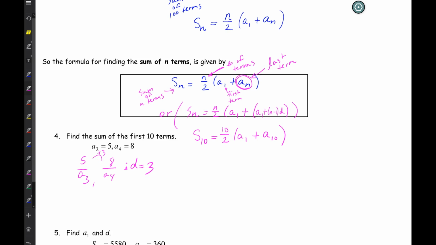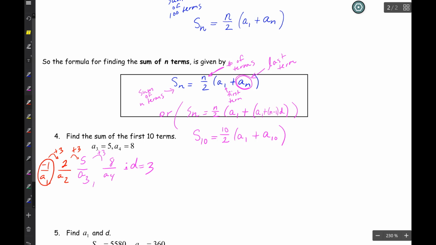Now how can I use that to find my first term? You could plug it into your formula. You could also go backwards. This is your second term. This would be your first term. What number plus 3 would give me 5? 2. And what number plus 3 would give me 2? Negative 1. So now I know my first term is negative 1.